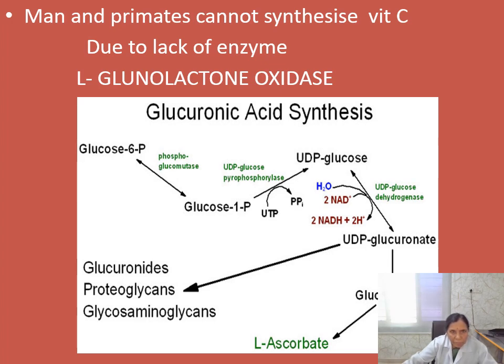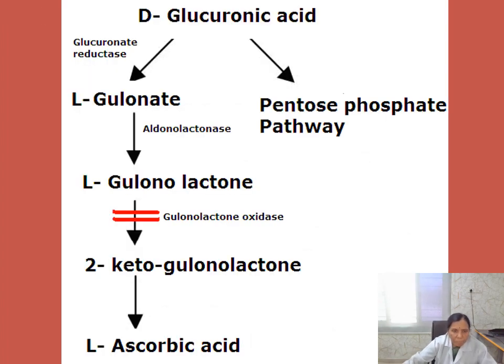Primates and man cannot synthesize vitamin C due to the lack of the enzyme gulonolactone oxidase. And here, glucuronic acid synthesis: glucose 6-phosphate is converted to UDP glucose, and again by a reversible reaction to UDP glucuronate or glucuronic acid. The glucuronides, proteoglycans, and glycosaminoglycans can be synthesized from these, and finally ascorbic acid. See, this is ascorbic acid from this.